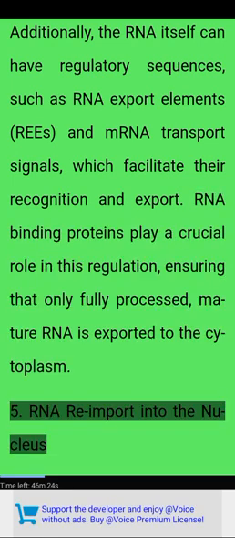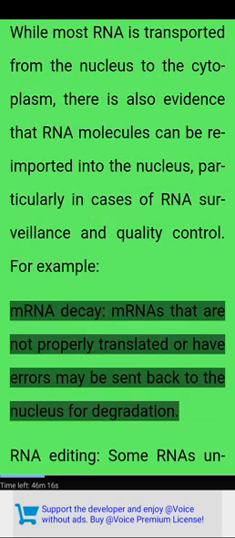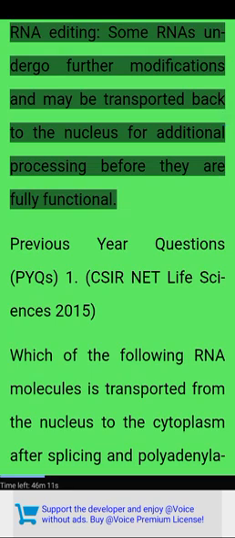5. RNA reimport into the nucleus. While most RNA is transported from the nucleus to the cytoplasm, there is also evidence that RNA molecules can be reimported into the nucleus, particularly in cases of RNA surveillance and quality control. For example, mRNA decay. mRNAs that are not properly translated or have errors may be sent back to the nucleus for degradation. RNA editing. Some RNAs undergo further modifications and may be transported back to the nucleus for additional processing before they are fully functional.